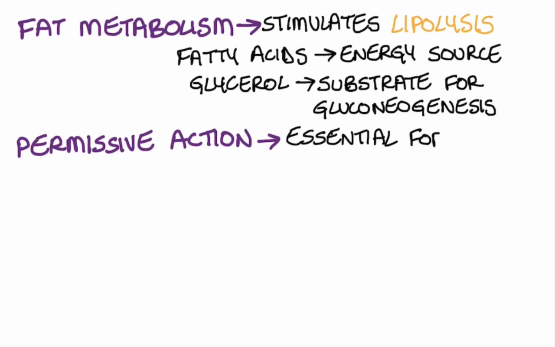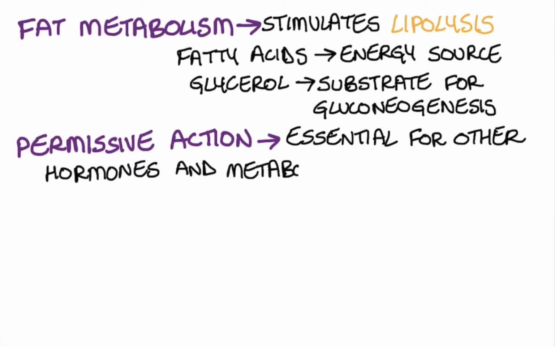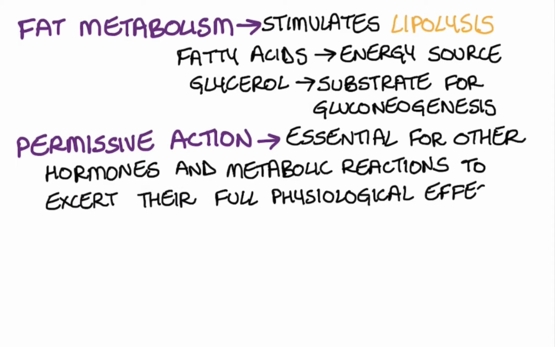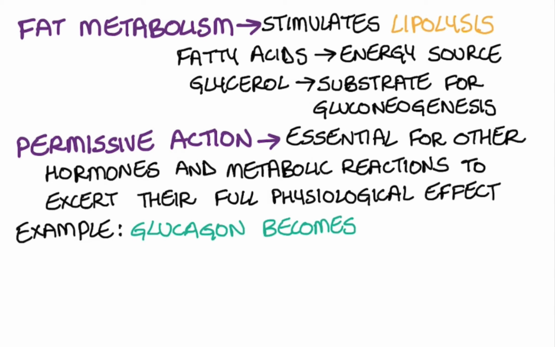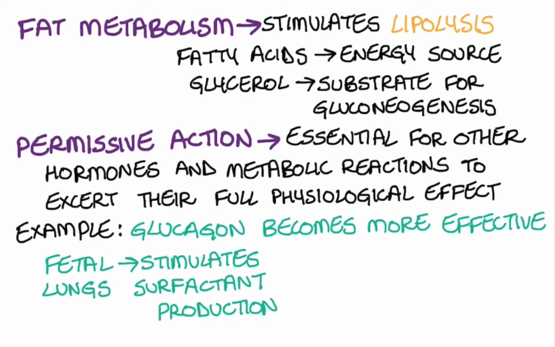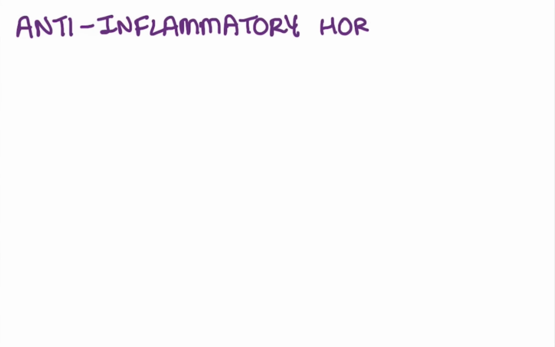Cortisol is essential for other hormones and metabolic reactions to exert their full physiological effect. For example, glucagon becomes more effective in the presence of cortisol. In the fetal lungs, cortisol stimulates surfactant production by type 2 pneumocytes. This promotes lung maturation. Cortisol is a powerful anti-inflammatory hormone.